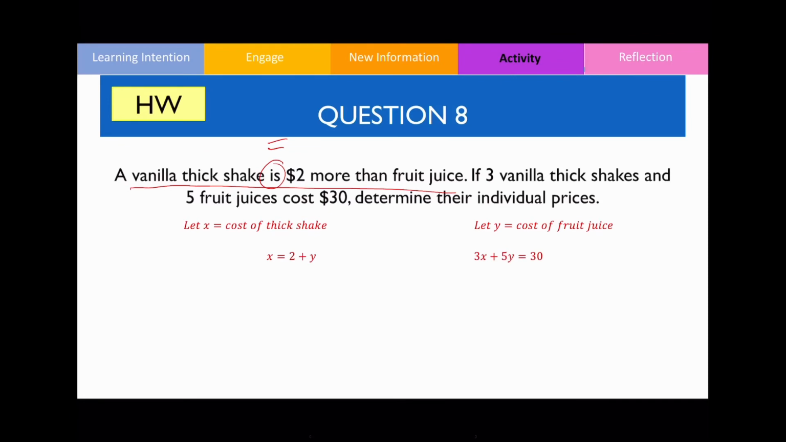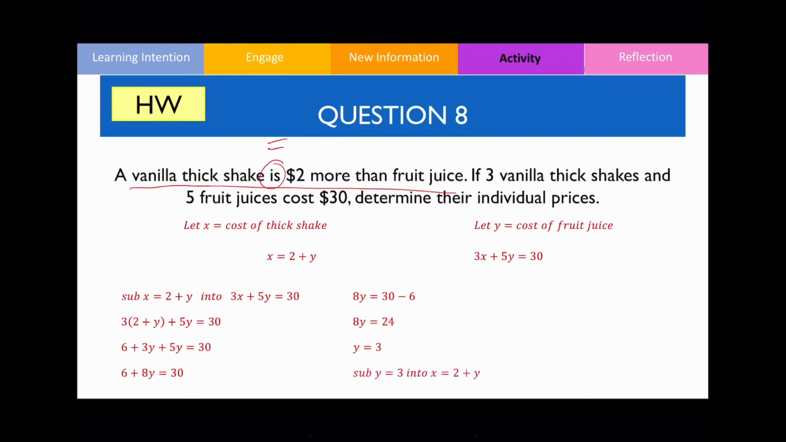Now, in this case, it makes sense to use the substitution method. So I'm going to substitute x into the second equation. Hence, this is what it would get. Expand it out, collect the like terms, move 6 to the other side. And now divide both sides by 8, hence y is equal to 3. So fruit juice costs $3. Substitute it back into the first equation to find out the cost of the thick shake. Therefore, the thick shake costs $5.